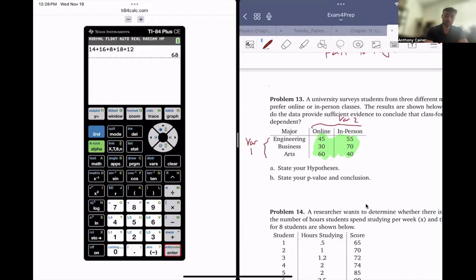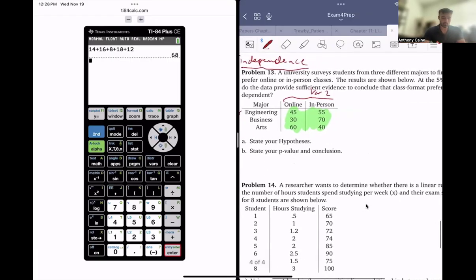It checks what's called independence. For two variables to be independent means they don't influence one another, right? So it seems plausible that your major could influence your propensity, your probability, of taking online or in-person classes.